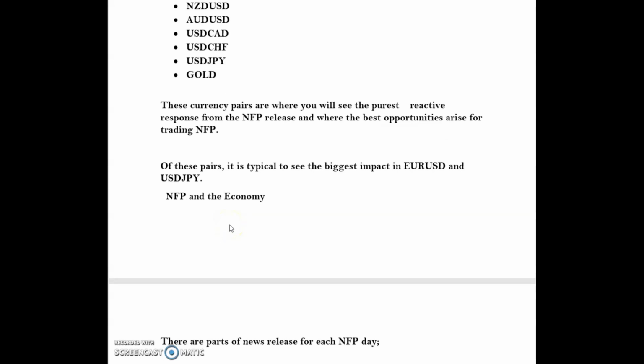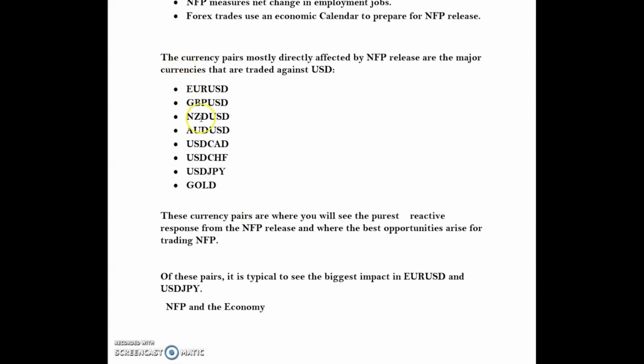These currency pairs are where you will see the purest reactive response from the NFP release, and where the best opportunities arise for trading NFP. I'm sure most of you guys didn't know that these are the pairs that you must mostly look at when trading NFP.